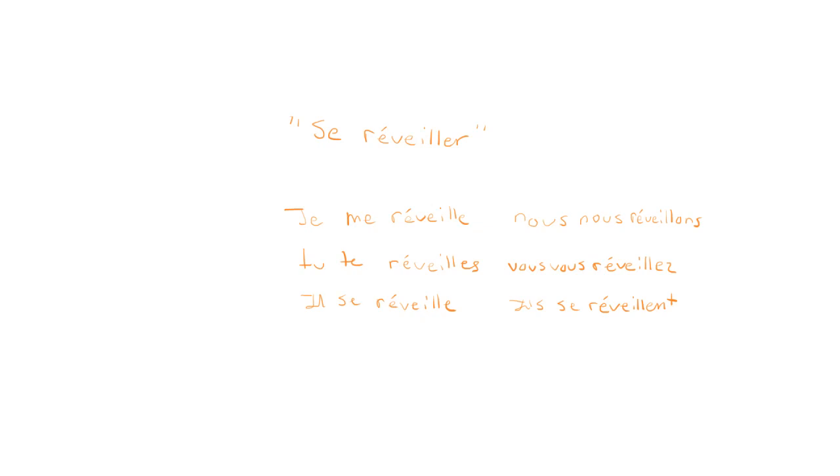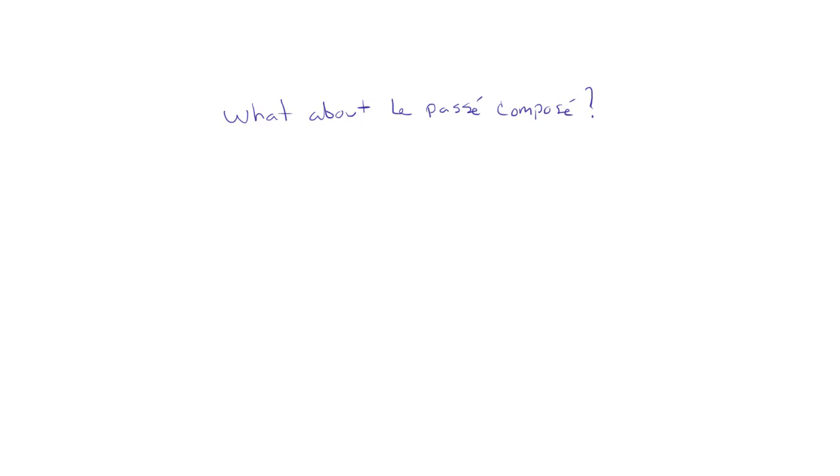vous, il se. If you're using je, you're always going to use me. If you're using tu, it's always going to be te. Il se, nous, vous, il se, etc. Hopefully, you can remember that, because it's actually not that hard. So they agree. So what about the passé composé?